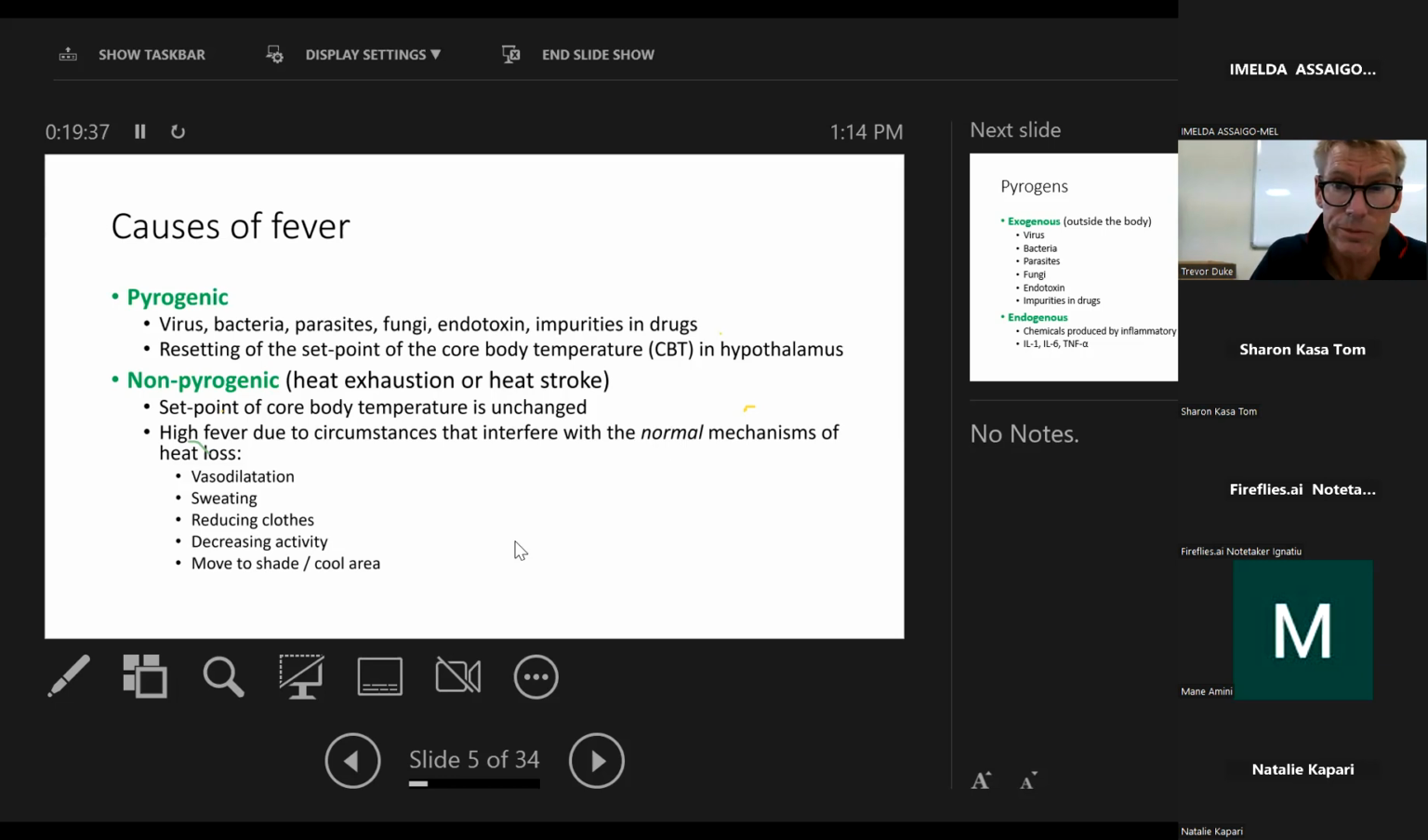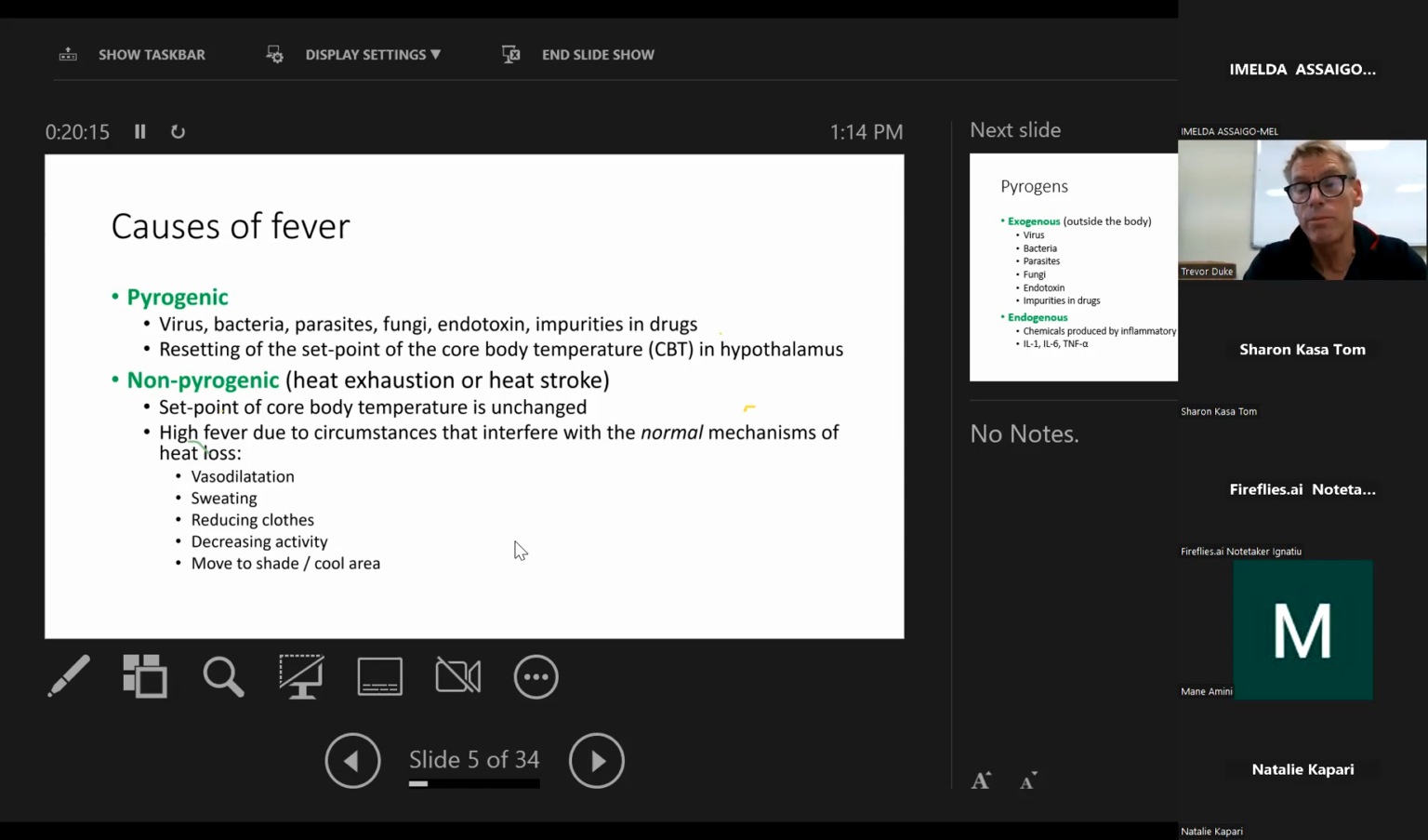And I think these are important, especially in tropical environments. Sometimes we don't recognize it, but there are lots of babies whose fever when they present is not because of a sepsis or an infection. It might be, but it also could be because of heat stroke or heat exhaustion. And in those circumstances, the set point of your body temperature, what happens at your hypothalamus, isn't changed, but the fever is due to some circumstance that interferes with the normal mechanism of heat loss.